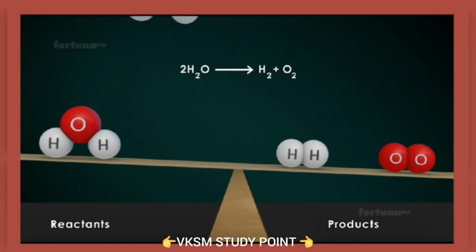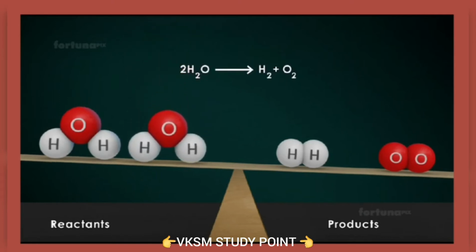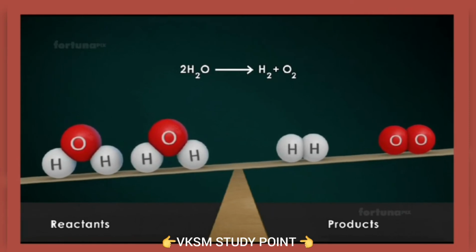Let's place a coefficient of 2 in front of the water. Now, our oxygen atoms are balanced on both sides, but the hydrogen atoms still are not. On the reactant side, we now have 4 hydrogen, and on the product side, only 2 hydrogen.